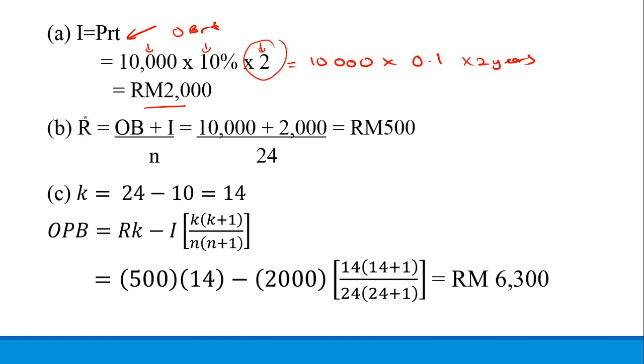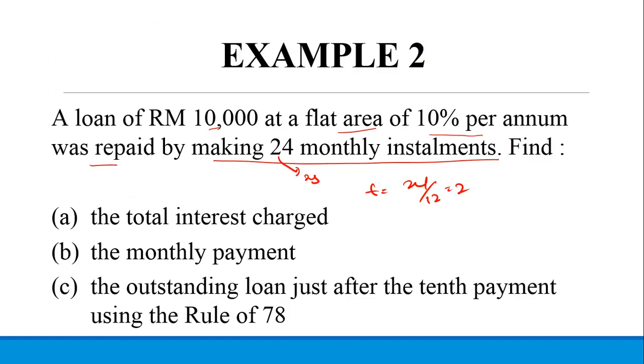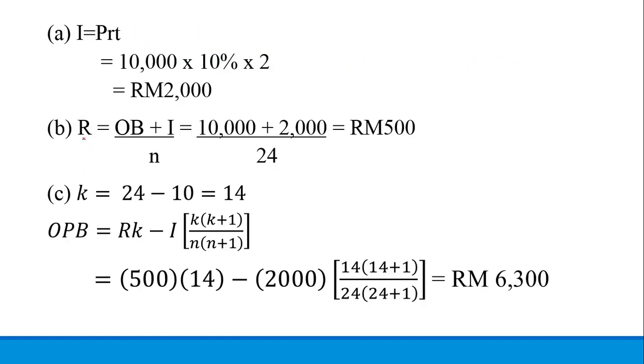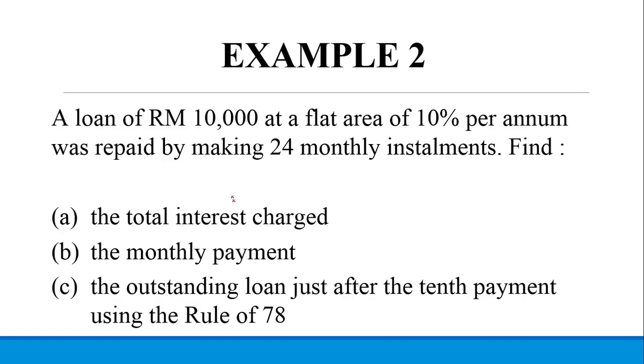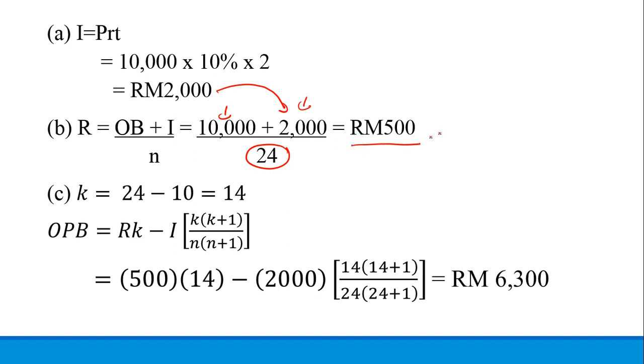And then you want to find R, the monthly payment, how much you pay every month. R is (OB plus I) divided by N. You know that the original balance is 10,000, the interest is 2,000, and N is 24 times for 2 years, since you pay every month. So you divide and it becomes 500. So every month, you pay 500. This is how you find the amount you pay every month.